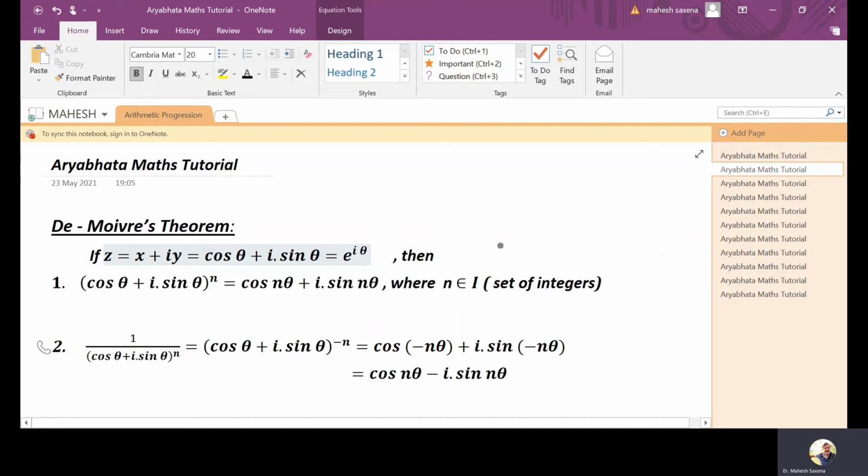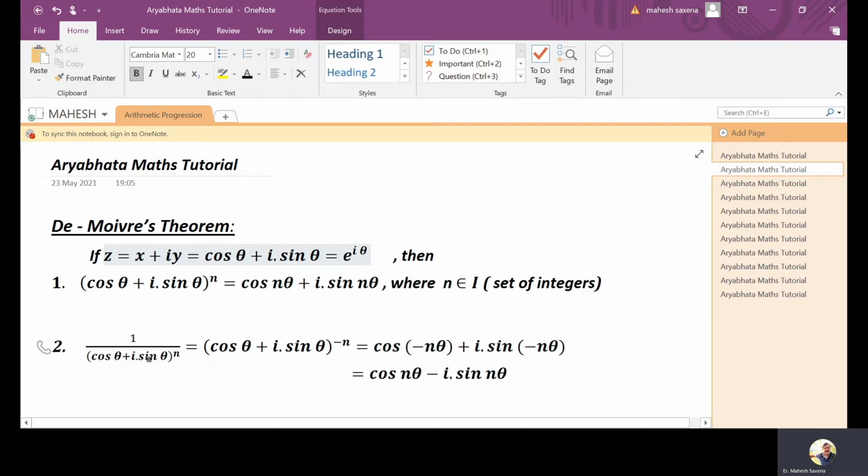Now we come to De Moivre's theorem. De Moivre's theorem states that if z is equal to x plus iy, and in the polar form, suppose it is cos theta plus i sin theta, which we can write as e to the power i theta, then (cos theta plus i sin theta) to the power n will equal cos n theta plus i sin n theta, when n belongs to I, that is, the set of integers.